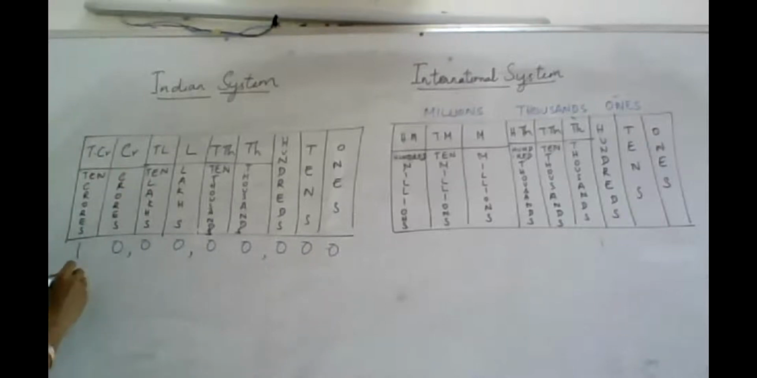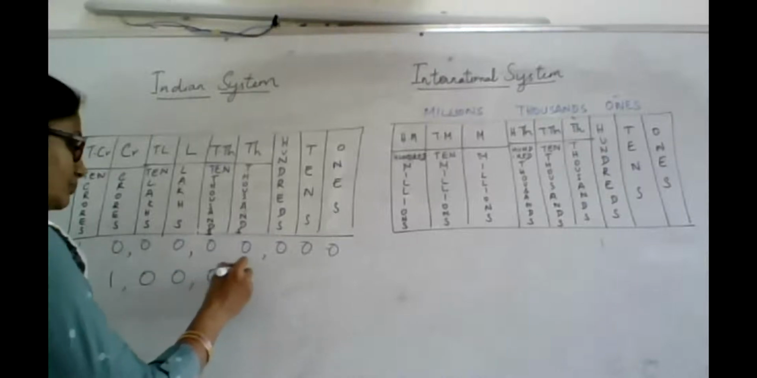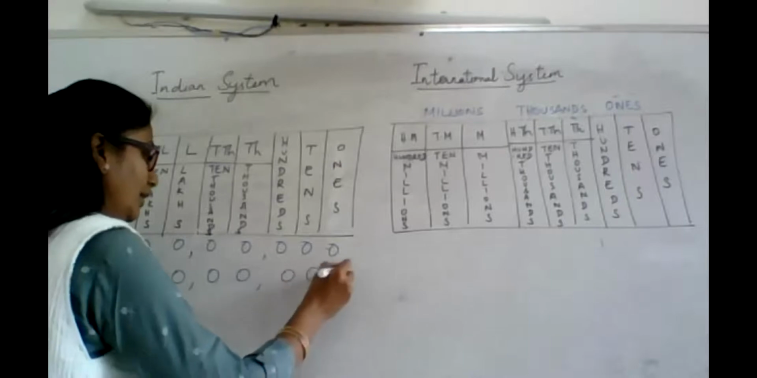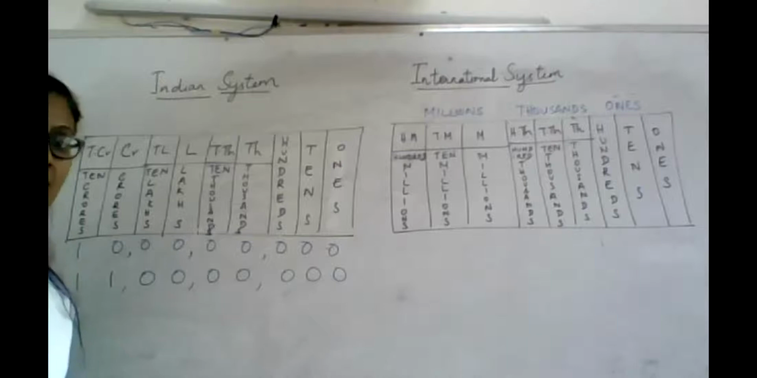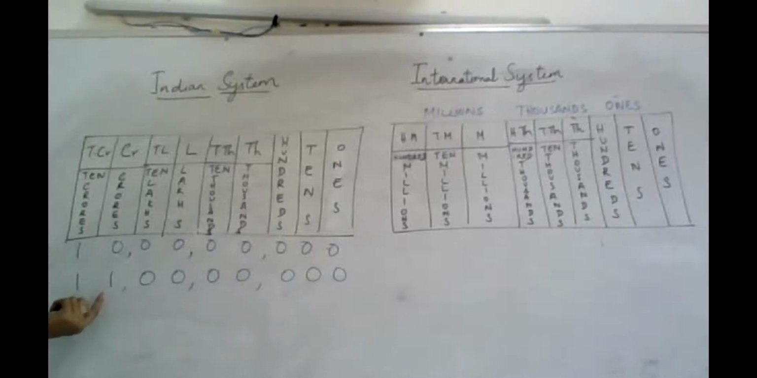Suppose I write it like this. This is my number now. In all other places except the crores and the 10 crores, I have 0. So how can I read this number now? Because there is 1 in the crores place, this will stand for 1 crore. And again, I have 1 in the 10 crores place also, and hence this is going to stand for 10 crores. So 10 crores and another 1, so 10 and 1 will make it 11.